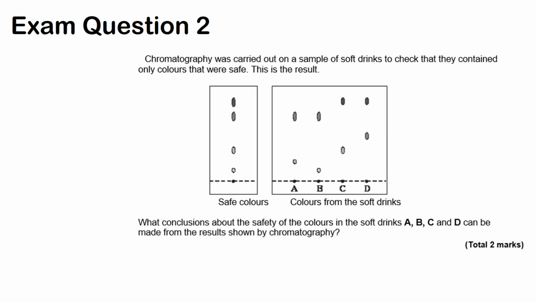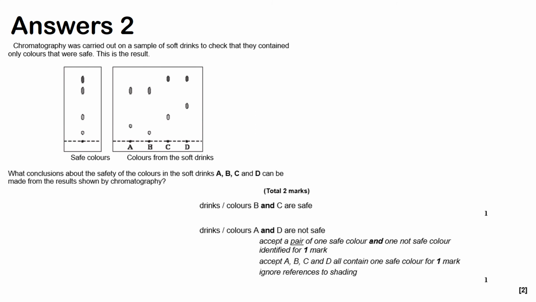Question 2. This one's only worth 2 marks, so pause this briefly, write down your answer, and then come back and check it, and we'll see how you've gotten on. Okay, so question number 2 was, chromatography was carried out on a sample of soft drinks to check that they contained only colours that were safe, and this is the result.